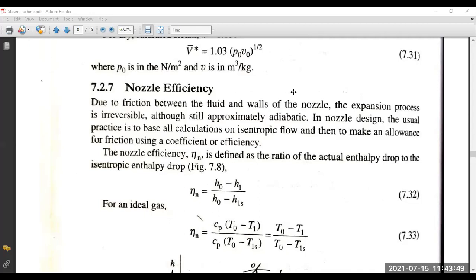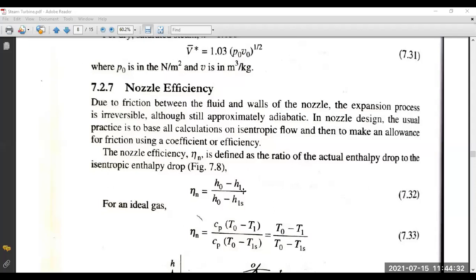Thus, the efficiency of the flowing fluid is taken into account to determine the amount of energy loss the fluid will face due to friction between the flowing fluid and the walls. So nozzle efficiency is defined as the actual enthalpy drop divided by the isentropic enthalpy drop. Hence, eta n is the nozzle efficiency, with suffix n for nozzle, H0 is the stagnation enthalpy, and H1 is the enthalpy at the outlet of the nozzle itself.